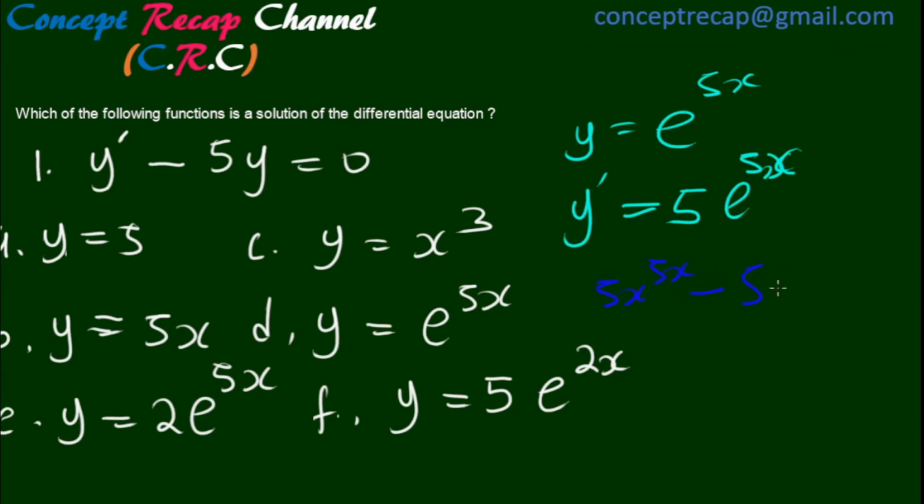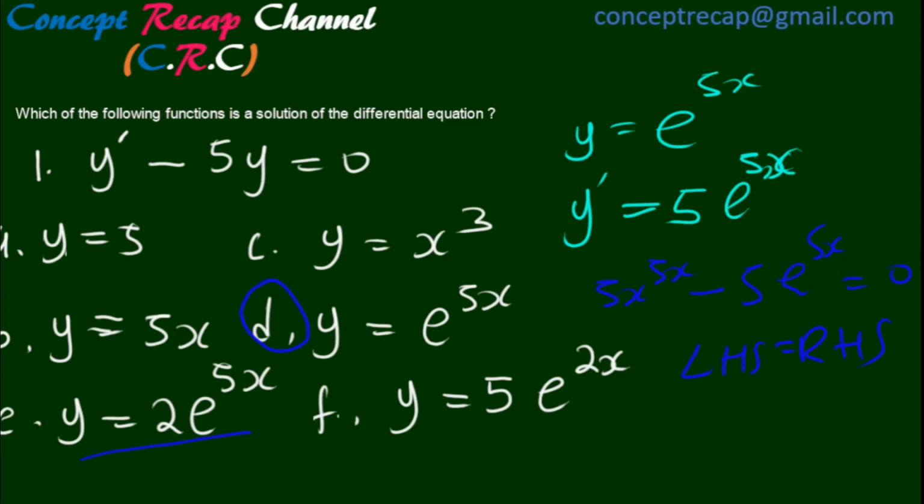minus 5 times e to the power 5x, which is equal to 0. You can cancel these and this gives you 0. So the left hand side is equal to the right hand side. That means this is a solution. You can try y is equal to 2e to the power 5x and see if it's also a solution. You can try the rest, but specifically try this one.